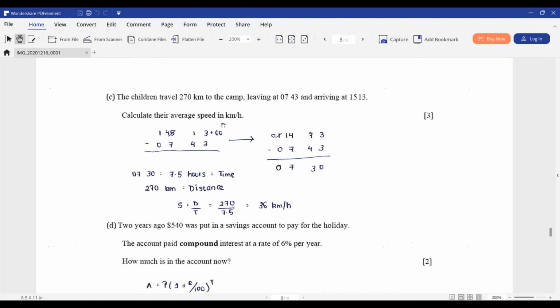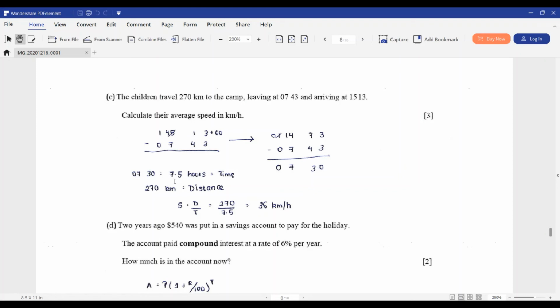So basically we have to add 60 minutes to this top part. So basically this is now equal to 1473 minus 743. So 14 minus 7 is 7. 73 minus 43 is 30. So the amount of time they took is 7:30, which is 7.5 hours.